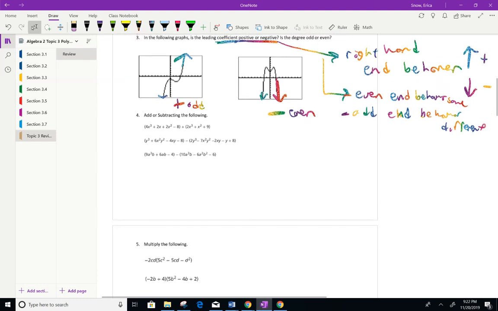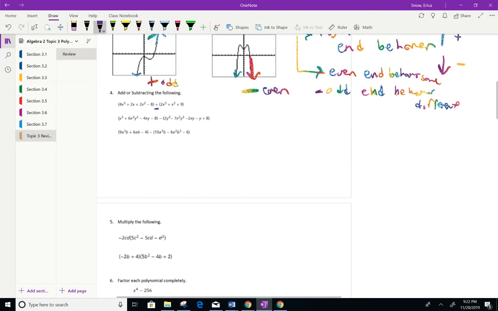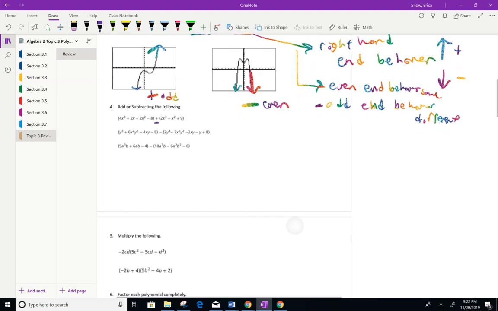Okay, for number 4, we're going to add or subtract the following. So this one is adding. So adding is pretty easy. So we're going to add our like terms. We've got a 4x cubed and a 2x cubed, so 6x cubed. X squared and 2x squared is 3x squared. A 2x. And then a -8 and a +9 gives us +1.